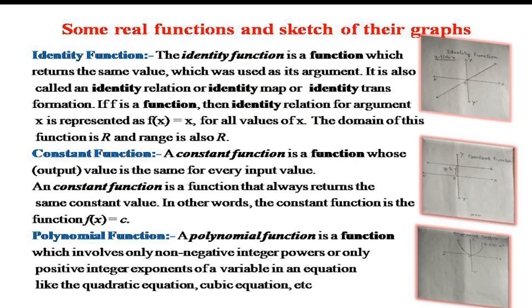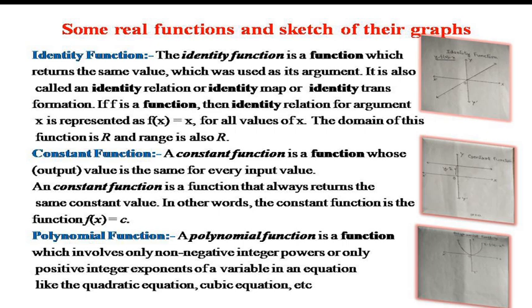Here are some examples of real functions and their graphs. First one is our identity function. Identity function is a function which returns the same value, meaning whatever may be the value of x, your f(x) will be the same. That is f(x) equal to x, that is f(1) equal to 1, f(2) equal to 2, f(5) equal to 5. Such types of functions are known as identity function.